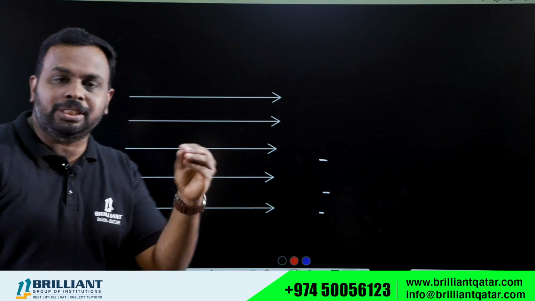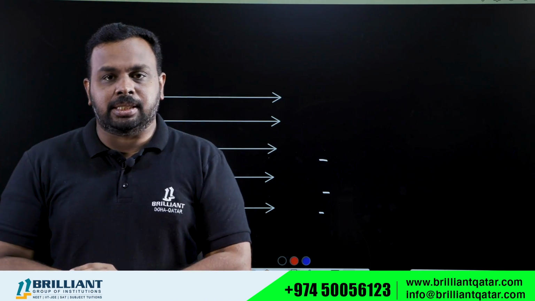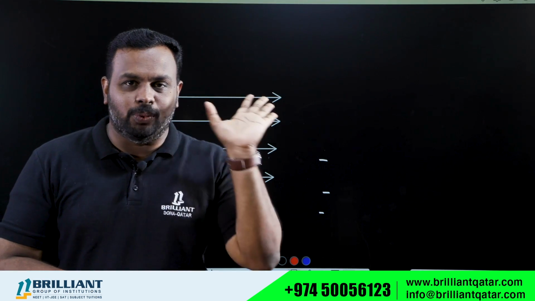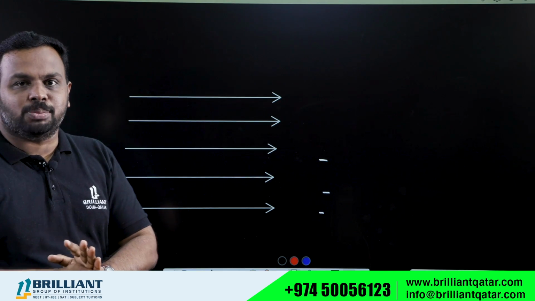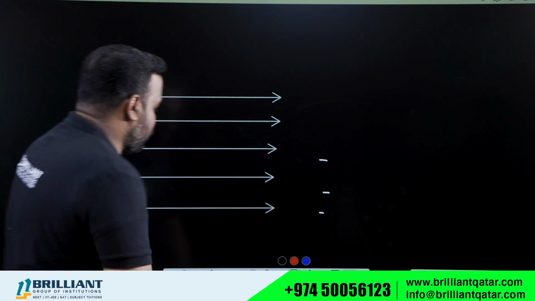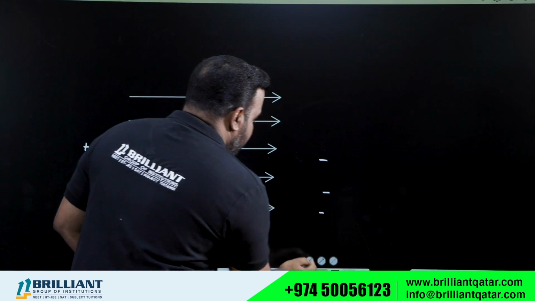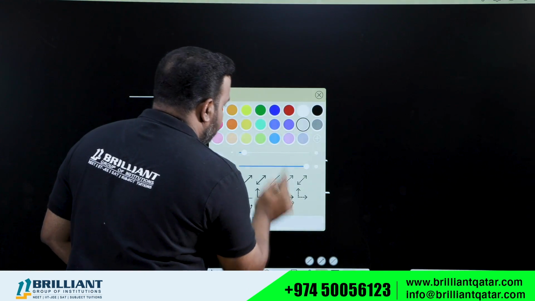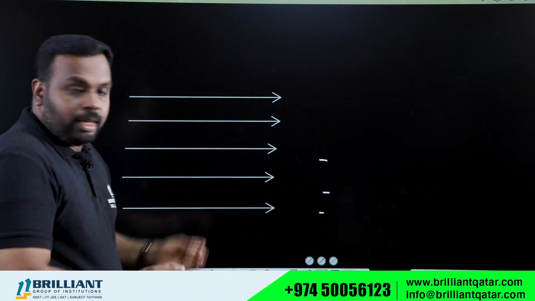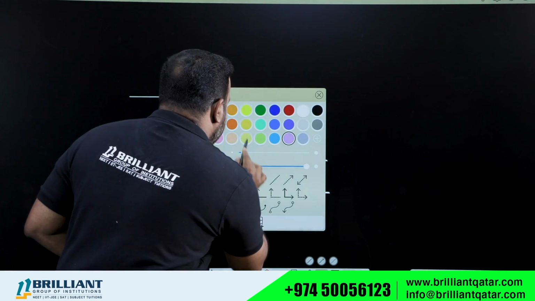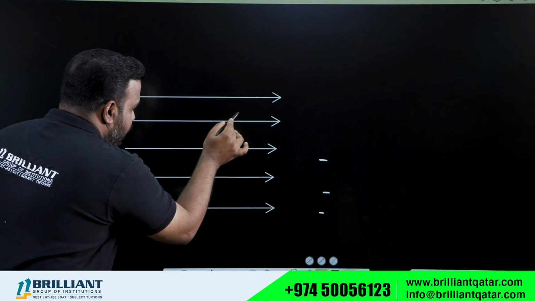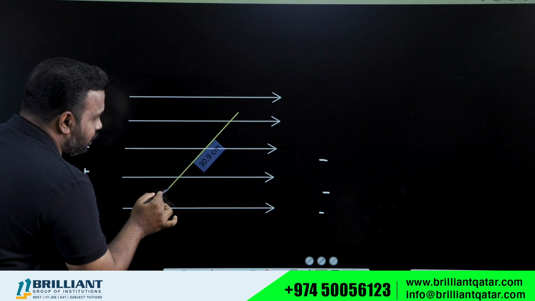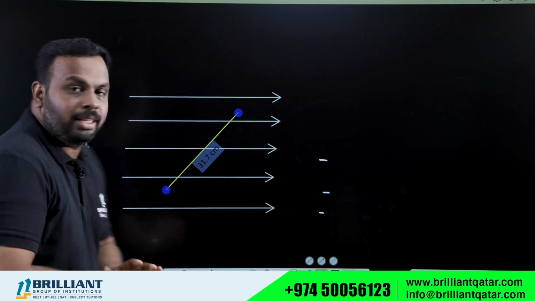Now what we are going to do is place a dipole in this uniform electric field. Once again, what's a dipole? It's a pair of equal and opposite charges separated by a small distance. So look at this. I'm going to bring a dipole and place it in this electric field. Look at the way in which I'm going to place this dipole in this electric field. This is how I'm going to place it.